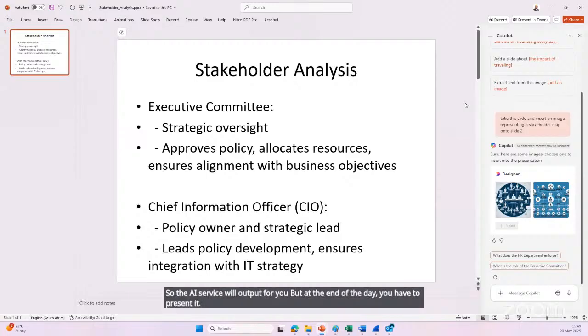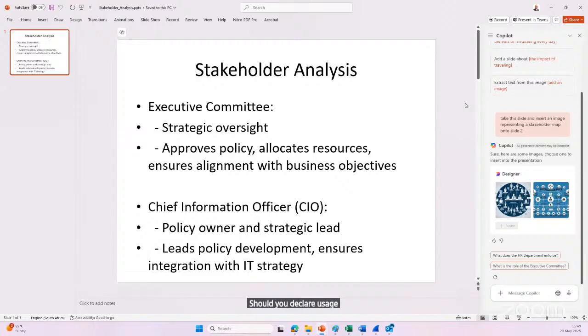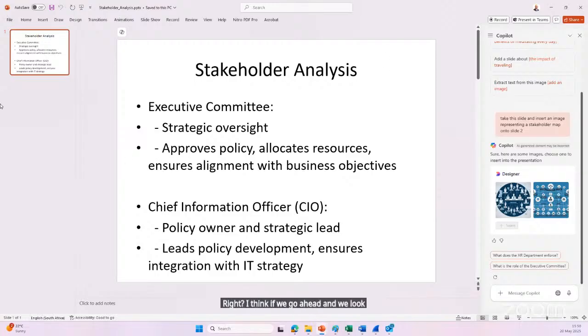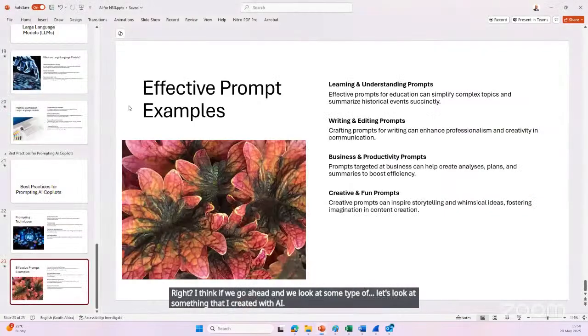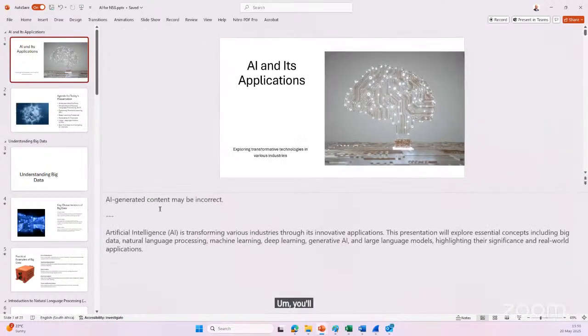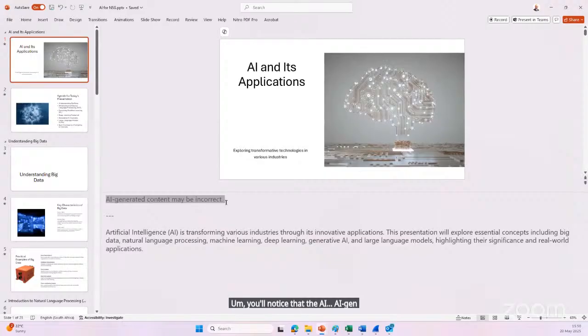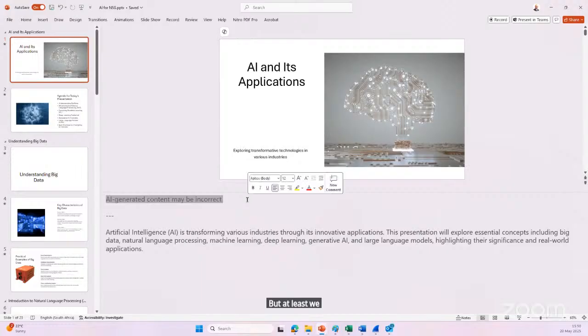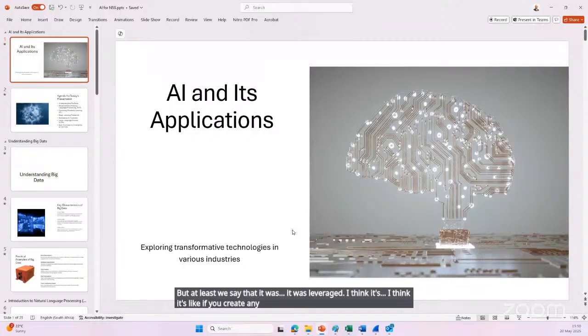Okay. Should you declare usage in drafting your paper? Yes, I think you should. Right. I think if we look at something that I created with AI, and if we go all the way back to the beginning over here, you'll notice that the AI generated content, well, firstly, it says it might be incorrect, but at least we say that it was leveraged.